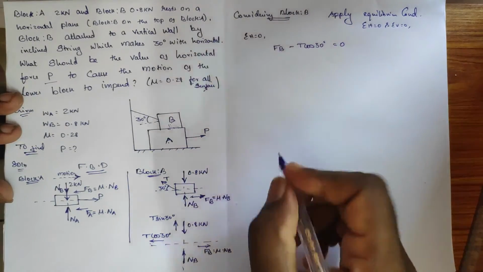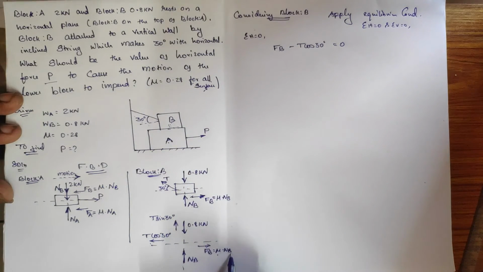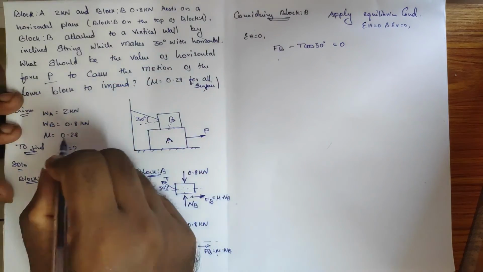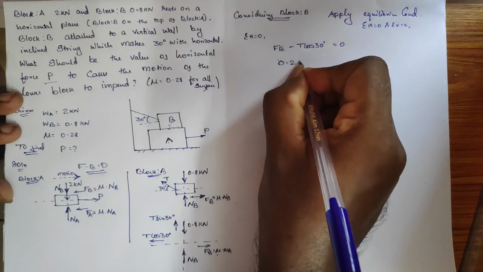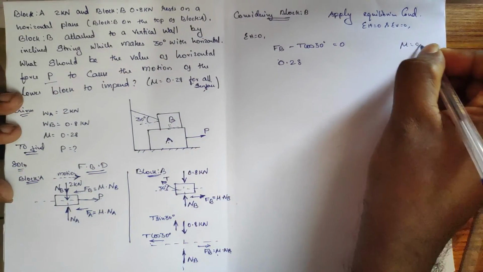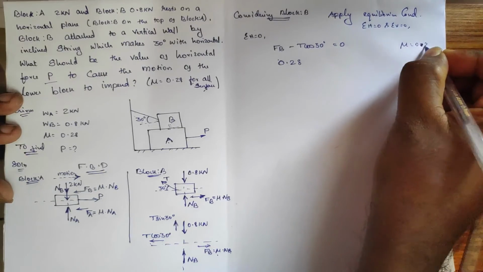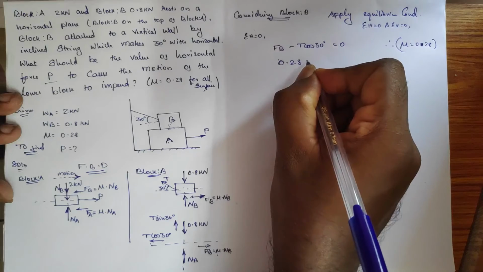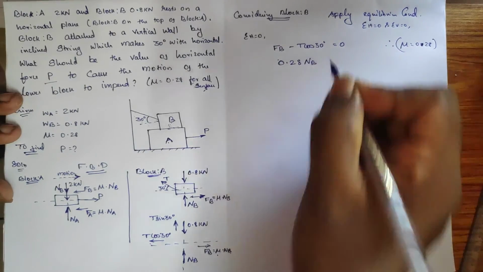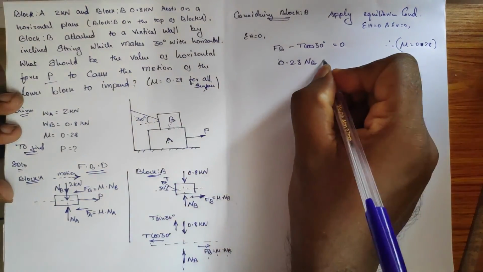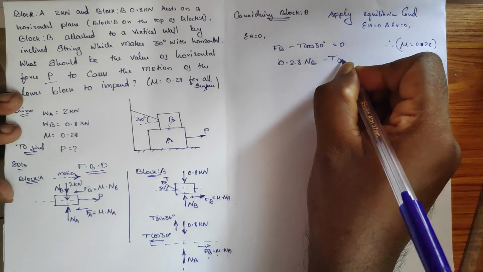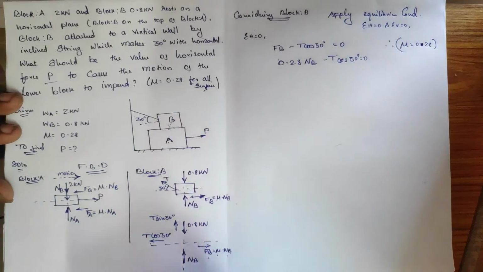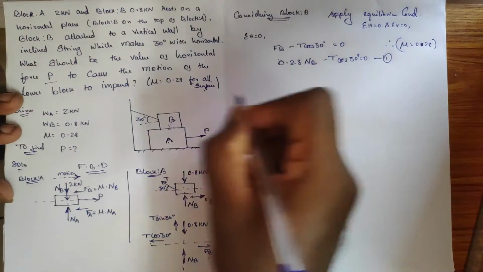So here FB is mu into NB. So mu is 0.28. Mu is equal to 0.28. So I just going to take it into NB minus T cos 30 degree, which is equal to 0, and equation number 1.